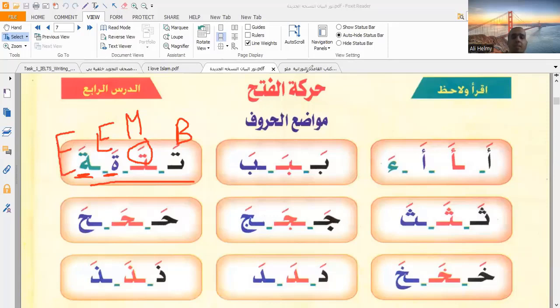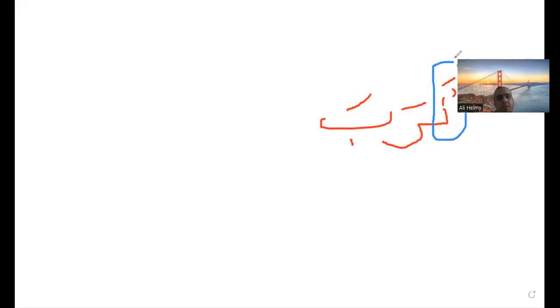So let's take examples for these shapes. Ta in the beginning is like this: ta, ra, ba. So over here, ta in the beginning is like this, right? Let's take an example for ta in the middle: ba, ta, ra will be like this. So over here, ta in the middle.